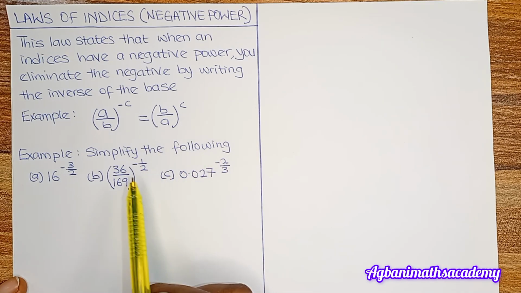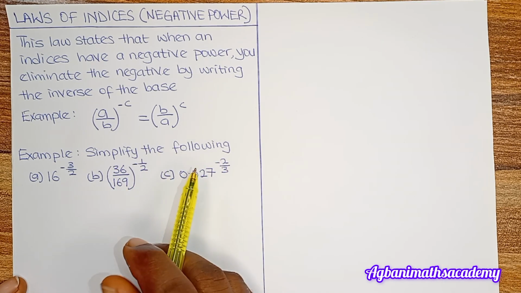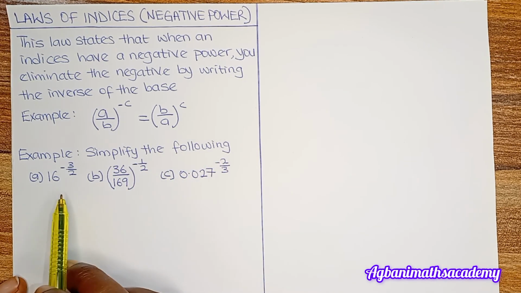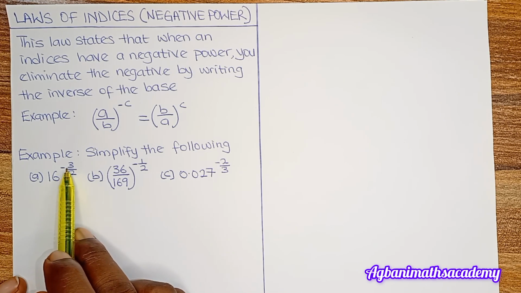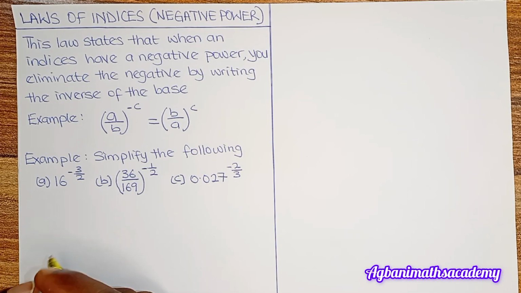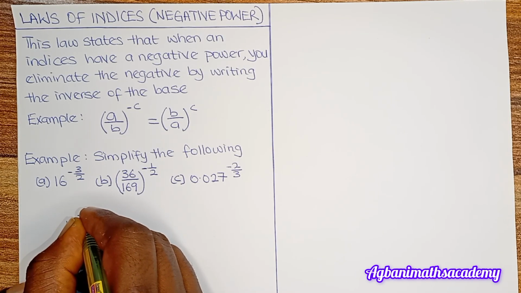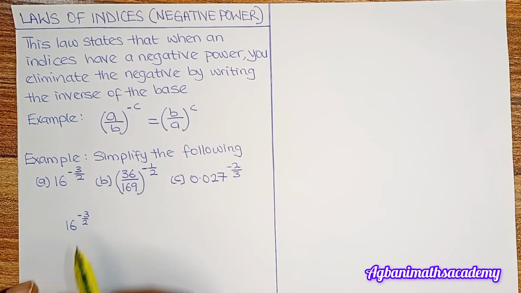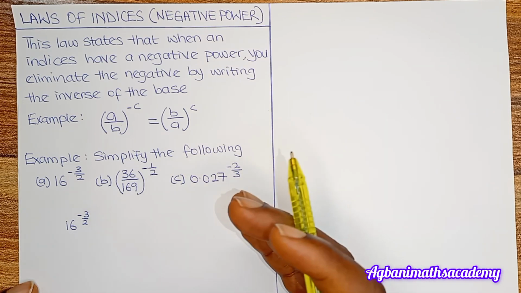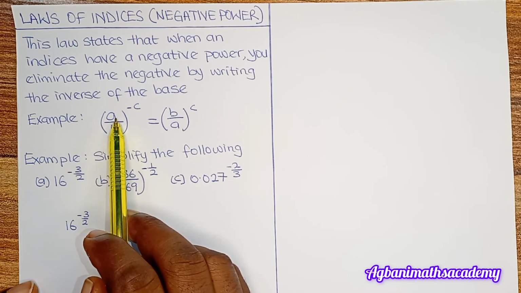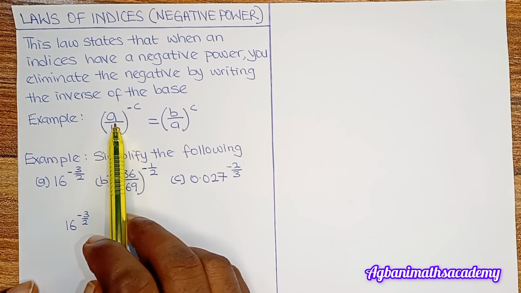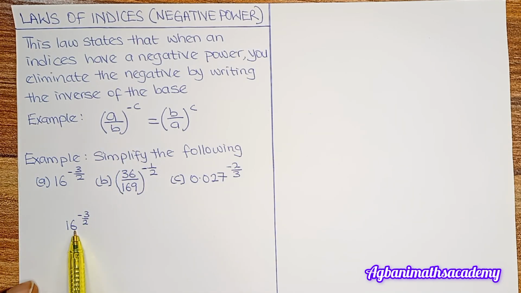So we're going to use this principle to simplify the following indices. So let's go ahead to do that. The first one is 16 to the power of minus 3 all over 2. So let's solve that. 16 to the power of minus 3 all over 2. So here, what's the numerator of the base? The numerator is 16, but does the base have any denominator? Remember, the base in this example is a all over b, but here is just 16. 16 is a whole number, but does it have any denominator?